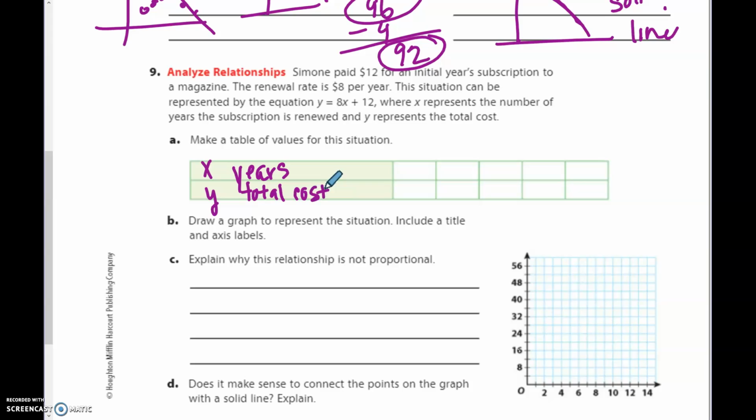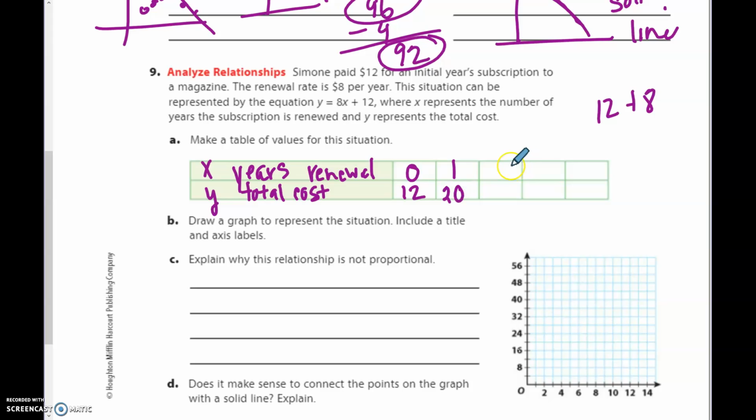Okay, so what happens is, we're not renewing it, so this is your renewal years. So when we first start, we are not renewing it, but your initial cost is $12. So the first year that you renew it, it's going to cost you $8. Well, you've already paid $12 for that initial year plus $8. So your total cost would have been that you have paid $20.